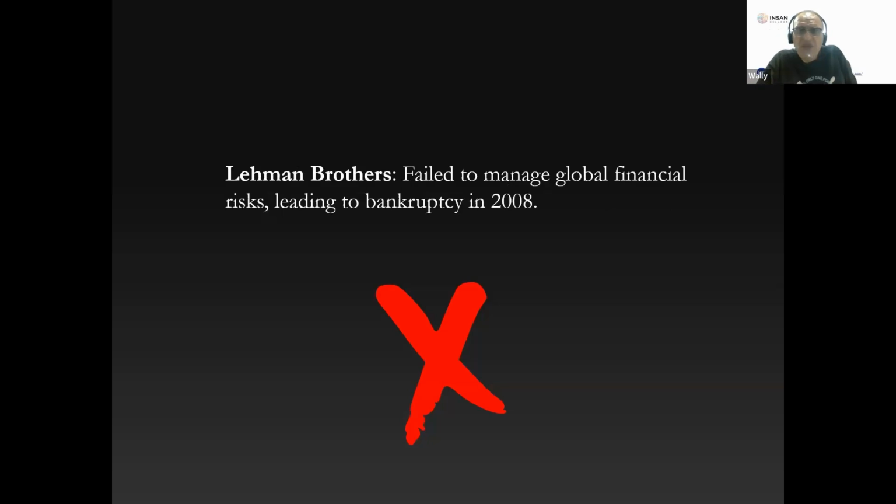Lehman Brothers failed to manage global financial risks, leading to bankruptcy in 2008. Lehman Brothers was one of the largest investment houses in America, but in 2008, they had to fold because they lost money and they had no choice.